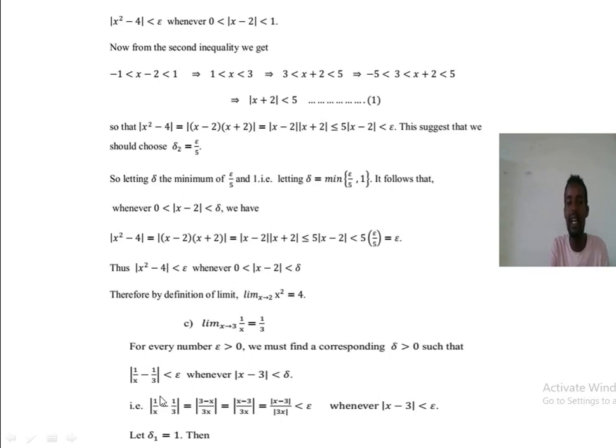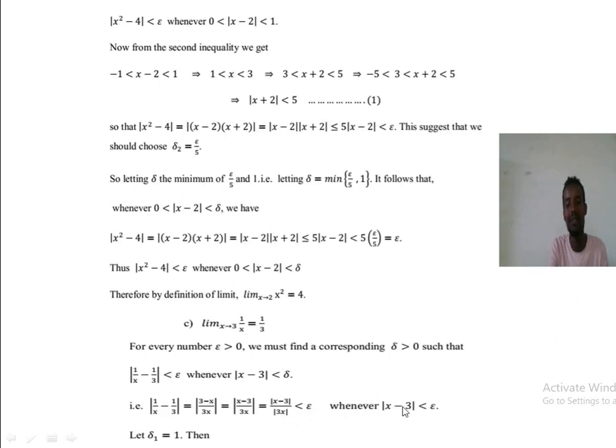That means absolute value of 1 over x minus 1 over 3 is the same as, starting from this, 1 over x minus 1 over 3, the absolute value. By cross-multiplying, we have 3 minus x over 3 times x. Again, this is the same as absolute value of x minus 3 over 3 times x, which, by using the rule of absolute value for quotients, is absolute value of x minus 3 over absolute value of 3 times x, which is less than epsilon.